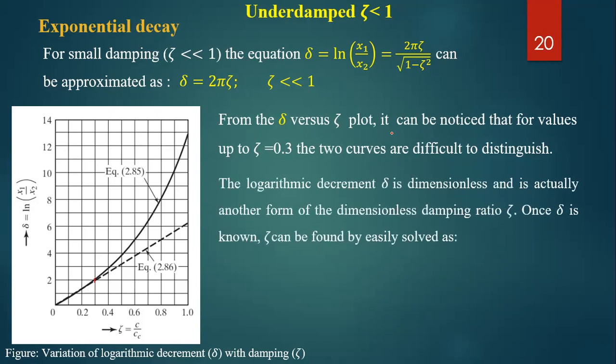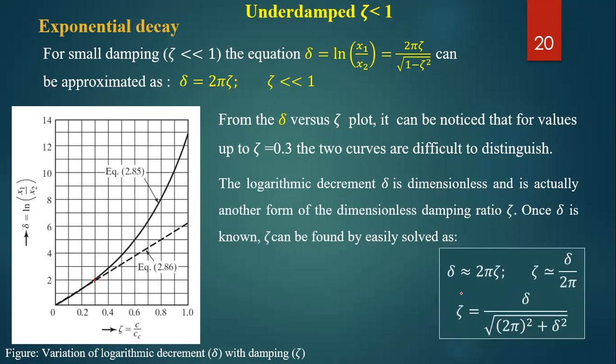Okay, so the logarithmic decrement delta is dimensionless and is actually another form of the dimensionless damping ratio. Once delta is known, zeta can be found easily. We can solve them in this form. For very small values, we can use this equation. For normal zeta, we can find zeta if we are given delta, or we can find delta if we are given zeta values. So this is the relation between them.